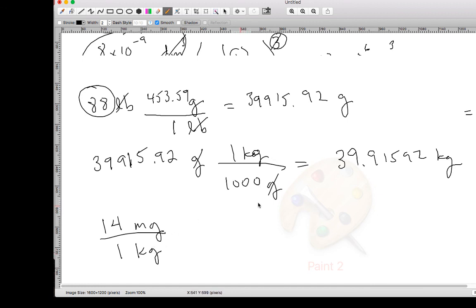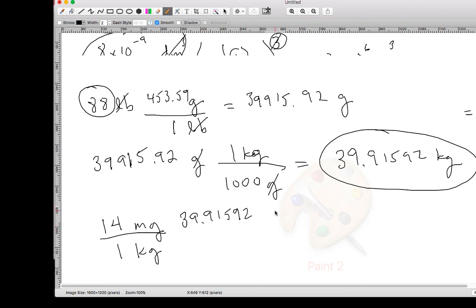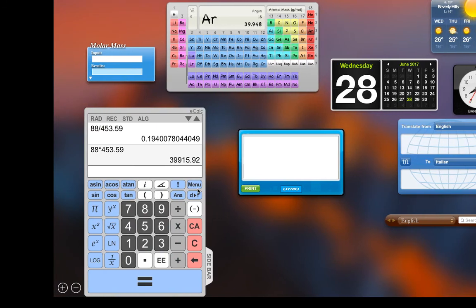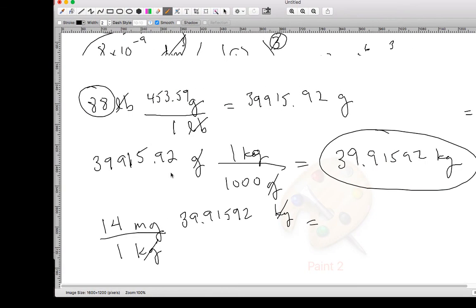I can cancel out the kilograms if I just multiply by this. So I'm going to put that right here, 39.915. Suppose you had put 40 right here. That'd be also just fine. Kilograms, kilograms. Now I'm going to multiply the top and divide by 1. So 39.91592 multiplied by your 14 milligrams. The answer is 559. This is 559 milligrams.